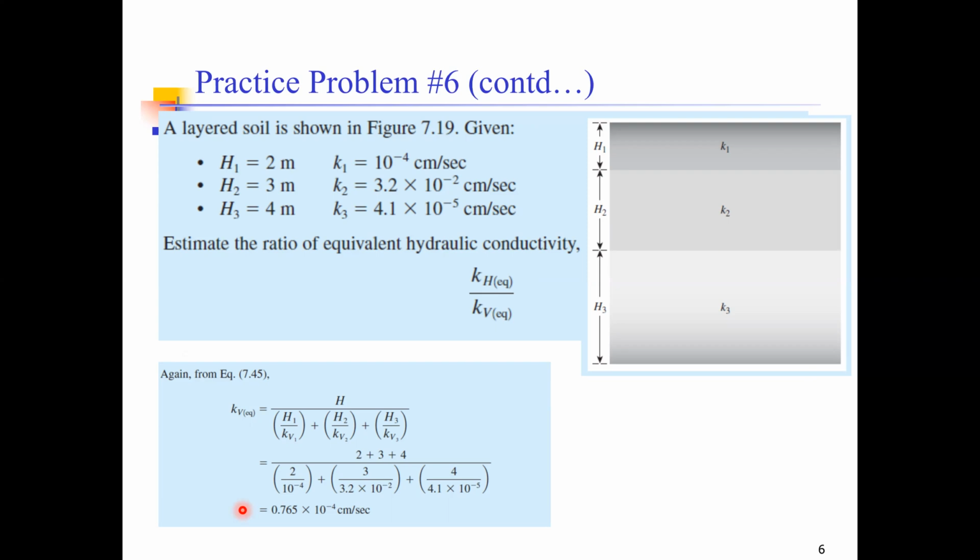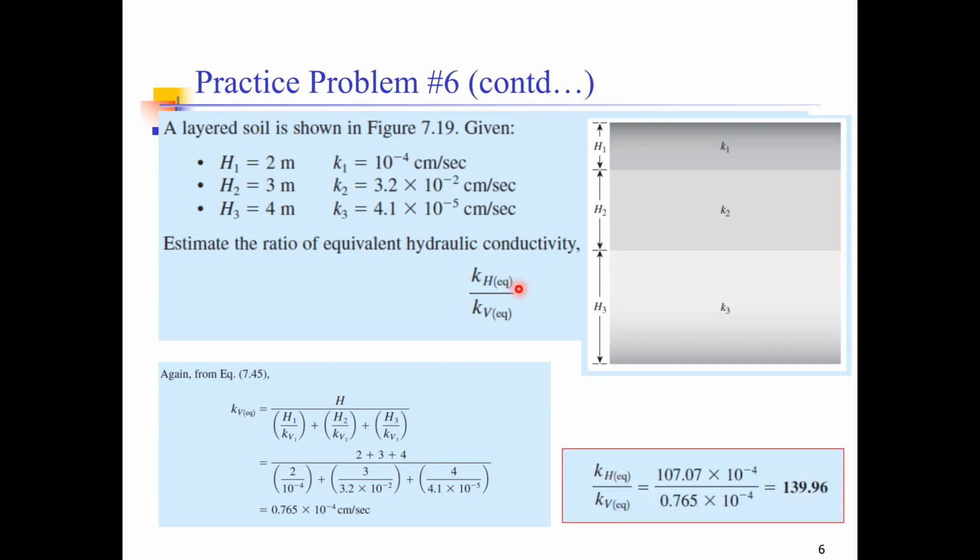Now, once we know the hydraulic conductivity parallel to the layers and perpendicular to the layers separately, what we need to do is simply determine the ratio, which can be obtained this way. So what we get from here is that the hydraulic conductivity parallel to the layers is around 139 or 140 times faster than the hydraulic conductivity perpendicular to the layers.